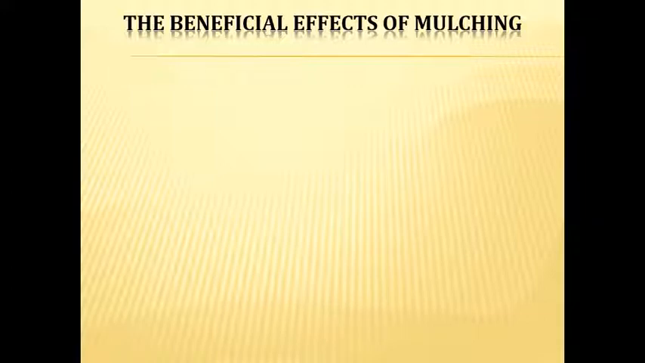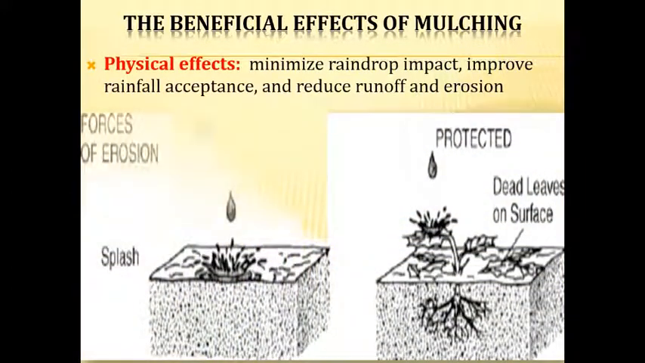What are the beneficial effects of mulching? For learning purposes, these effects can be divided into three types. The first one is physical effects. Mulching minimizes raindrop impact, improves rainfall acceptance through enhancement of soil structure, and reduces rain runoff and erosion.